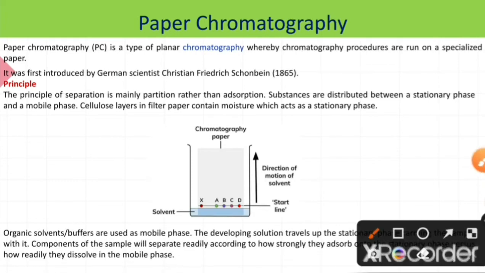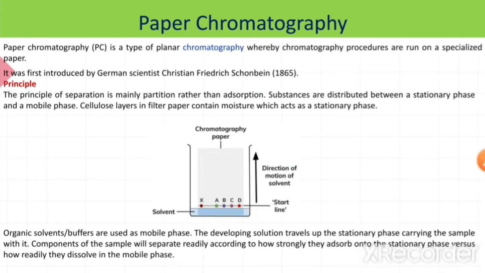Organic solvents or buffers are mostly used as the mobile phase. The mobile phase is nothing but the liquid which is used to move the molecules from one place to another. The developing solution travels up the stationary phase carrying the sample with it. Components of the sample will separate readily according to how strongly they adsorb onto the stationary phase versus how readily they dissolve in the mobile phase.